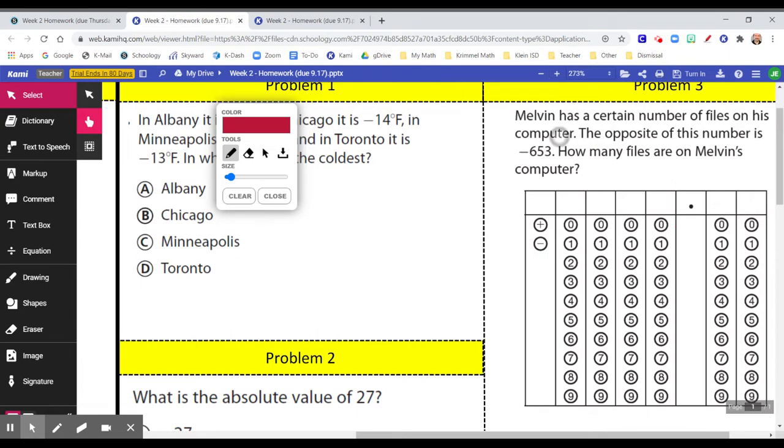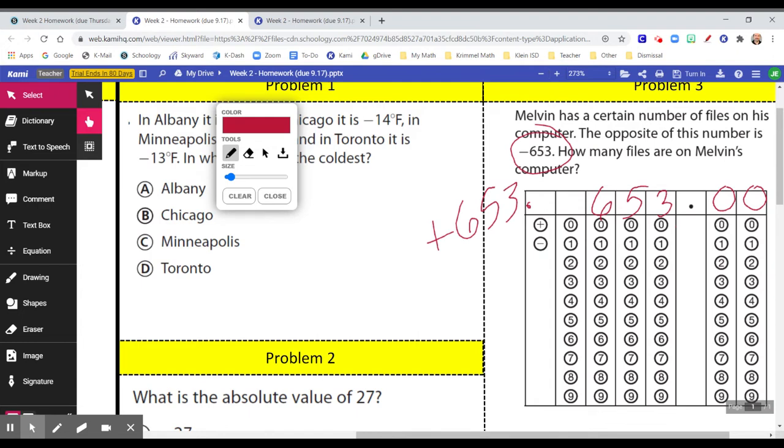Basically, it's asking what's the opposite of -653? The opposite is going to be +653. Notice I did not start from the right. There is no decimal value on this number, so we're going to assume the decimal is right here, and there is no value in tenths and hundreds, so we just put in 0.